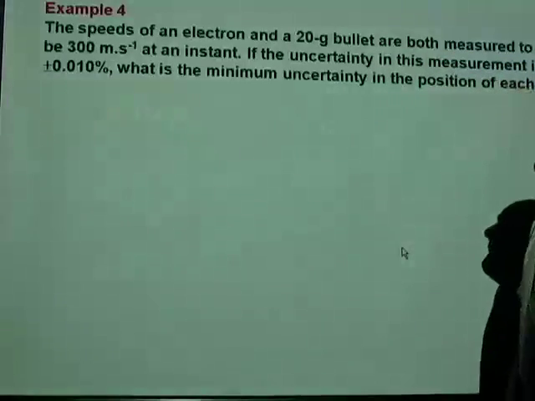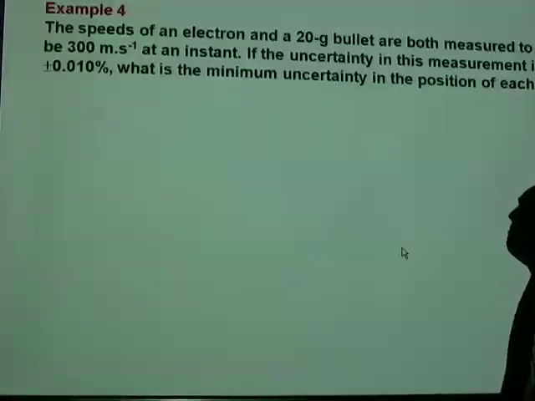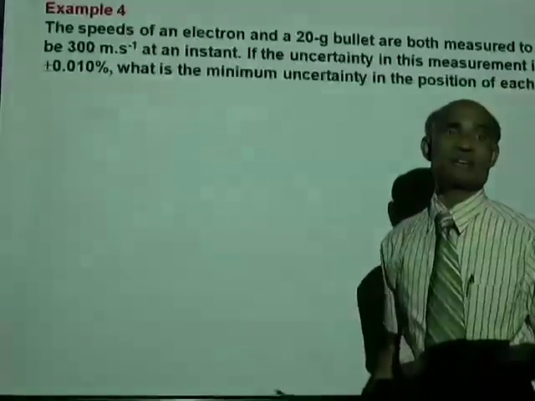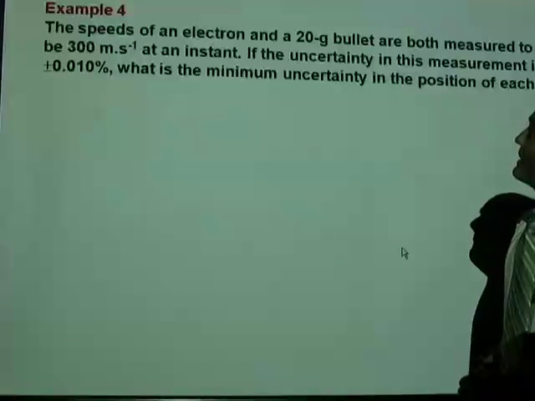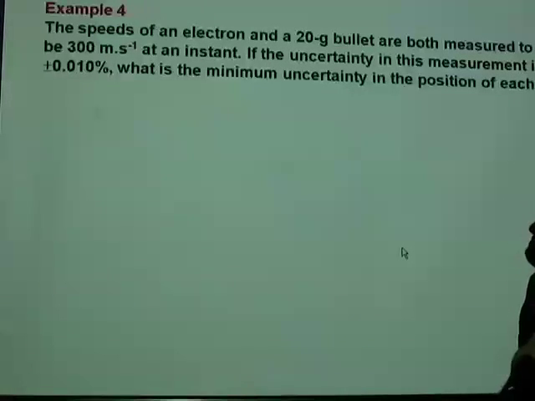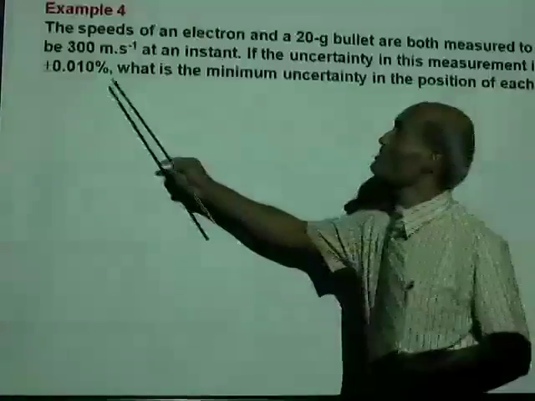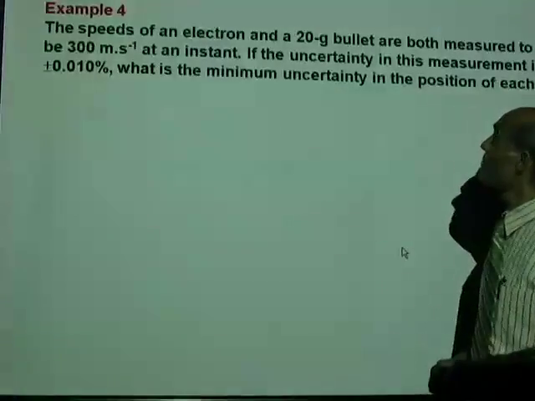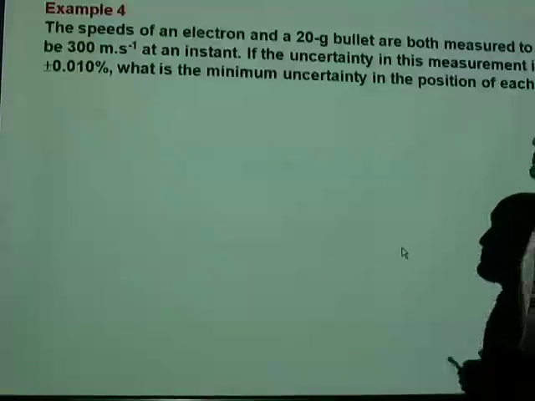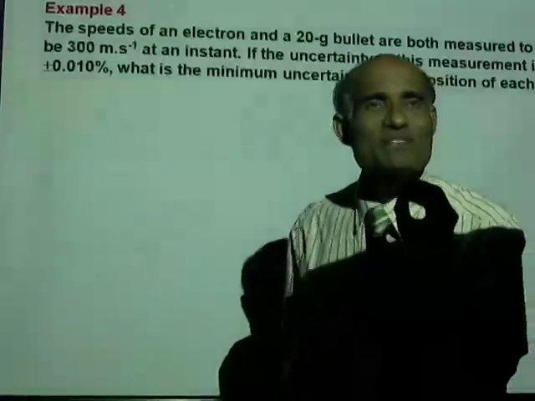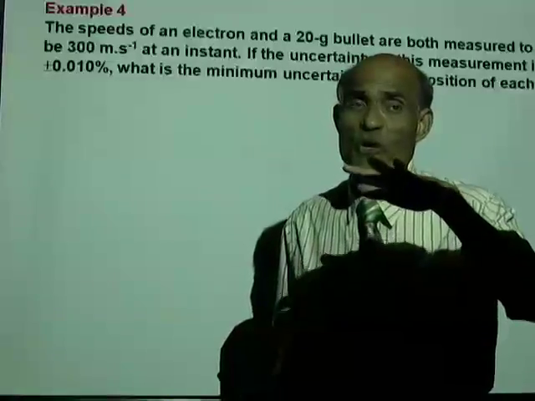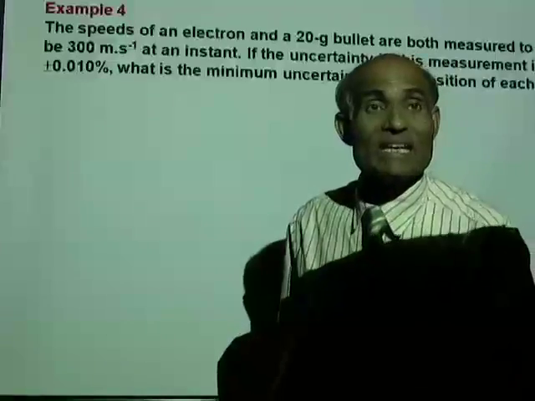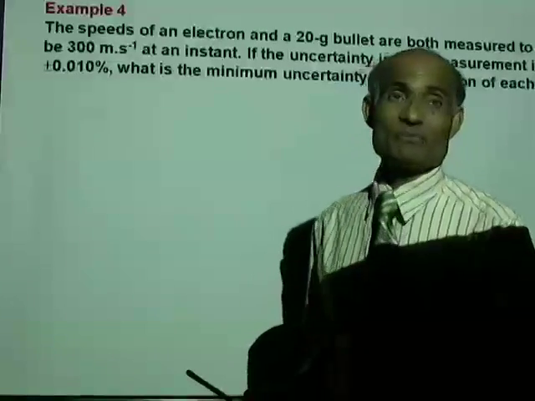The speeds of an electron and a 20-gram bullet are both measured to be 300 meters per second at an instant. If the uncertainty in this measurement is plus or minus 0.010%, what is the minimum uncertainty in the position of each? What is the minimum uncertainty? Now, since we are looking for the minimum uncertainty, we can replace that inequality sign by an equal sign. That will be the minimum value.